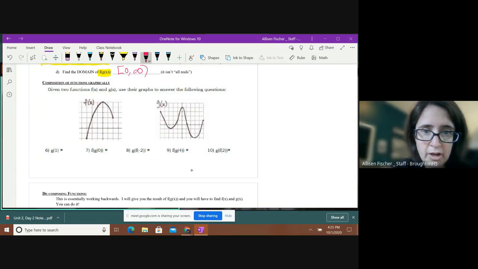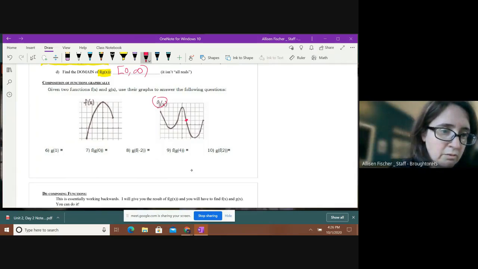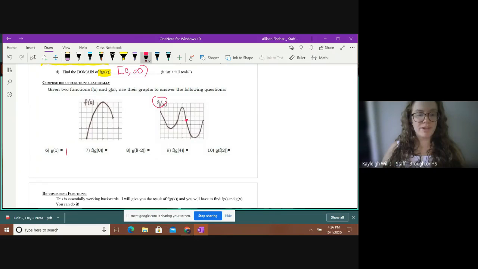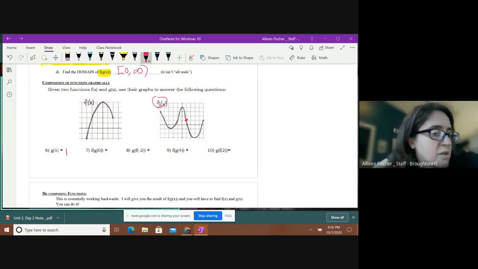So for g of 1, we're going to use the graph for g. It's basically saying when x is 1, what is y? So that's going to be 1. We're trying to find the point. They gave us the x coordinate for the point, and we want to write down what the y coordinate is.